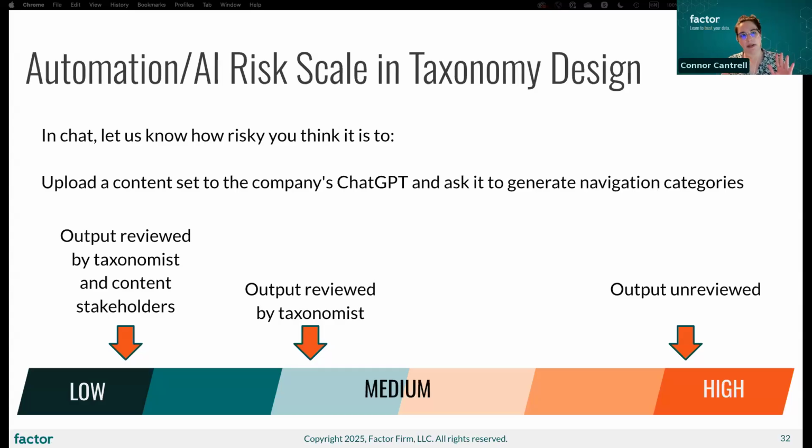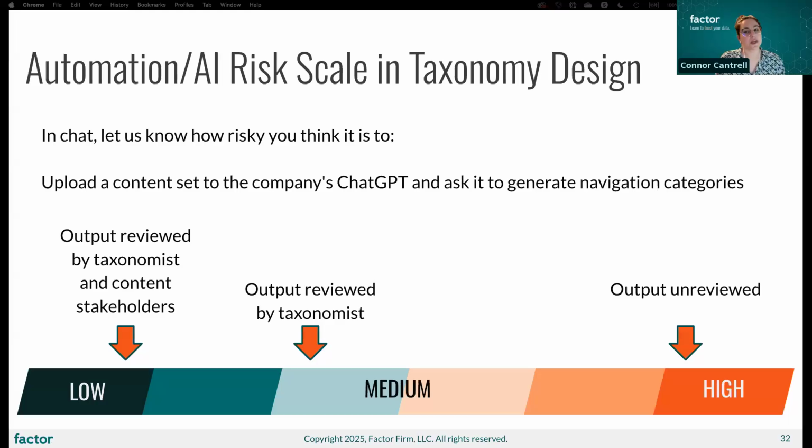And like a couple other people mentioned, the level of human review is really going to have an impact on the risk here. So if you're just accepting the output uncritically, I think that's really risky. The categories may be perfectly fine, but you may get irrelevant terms in the output. I saw someone in chat mention earlier, if you're using public content on a free website, you may get really generic terms too.